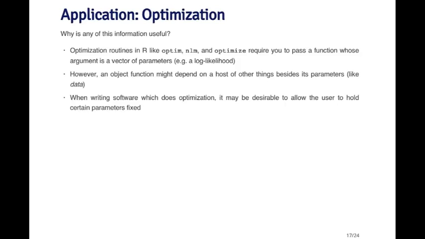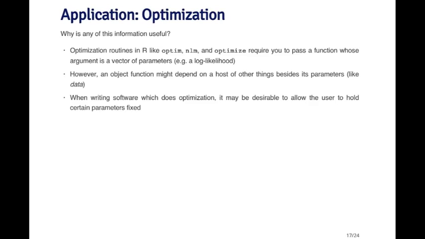So far we've talked about functions and the scoping rules in R, and you might be wondering why any of this information is at all useful. In addition to just writing regular functions for manipulating data or for doing calculations, there's one combination of the scoping rules and functions which can be very useful in statistics, and that's for optimization.